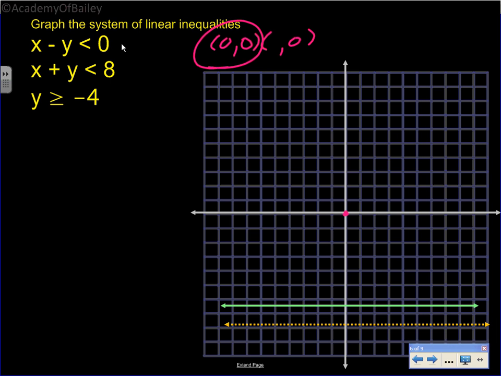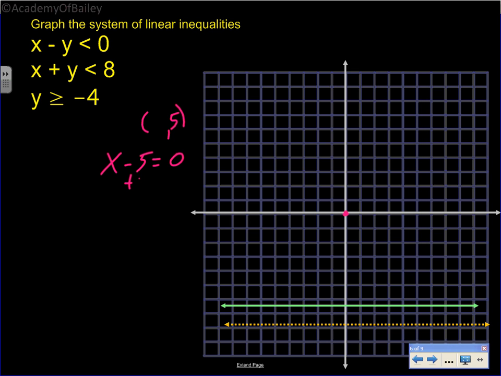So what are we going to do? You can either change it to slope-intercept form, or you can just pick a value for x and solve it out for y. Let's pick a value for y. Let's pick 5 to be y. x minus 5 is equal to 0. How do you get x by itself? You add 5 to both sides. So x is equal to 5, y is equal to 5. Plot that.